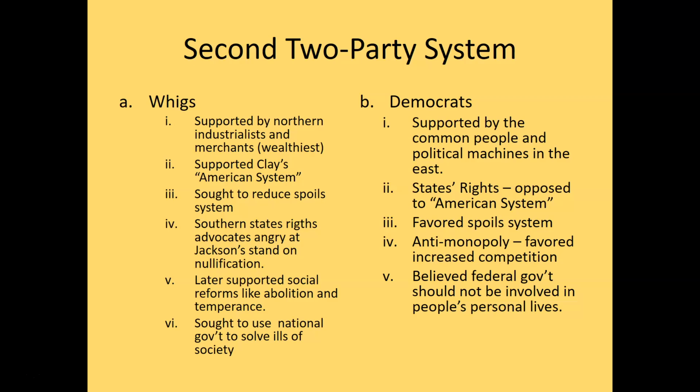In many ways, the Whigs should remind you of the old Federalists. They get a lot of their support from industrial areas. They do tend to be wealthy and elite. But remember that they will oppose many of the things that Jackson was for. The Democrats, on the other hand, we've already talked about, were supported by the common people. They favored the spoils system, did not like big business, did not like monopoly.